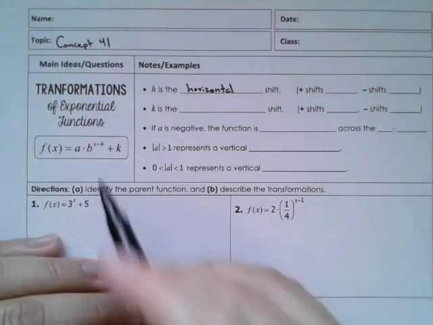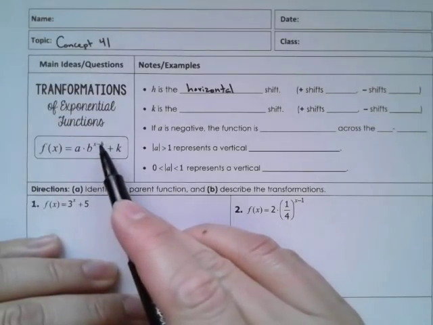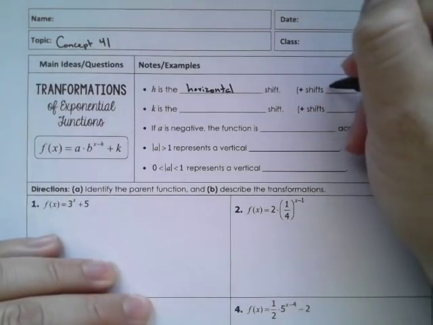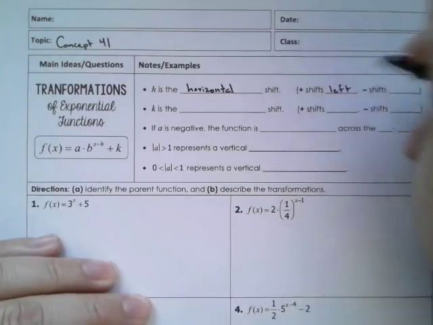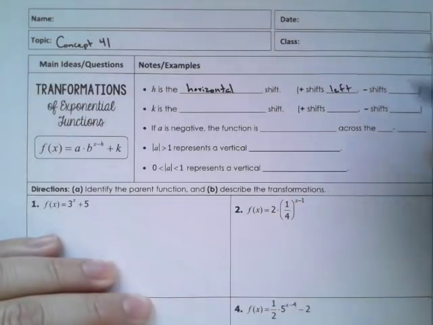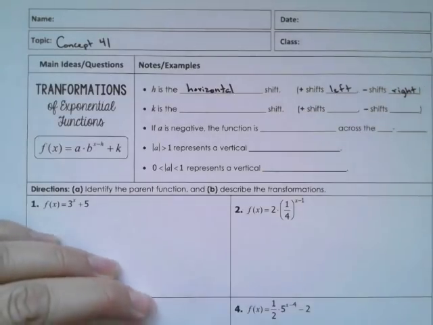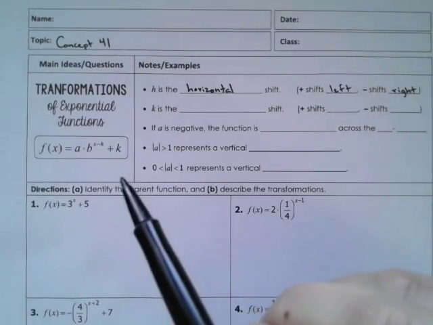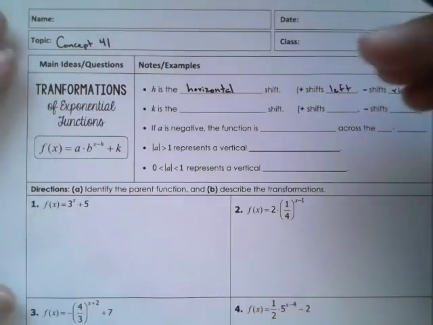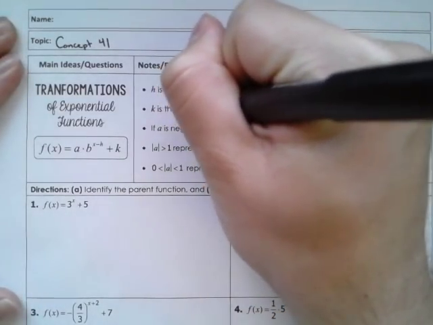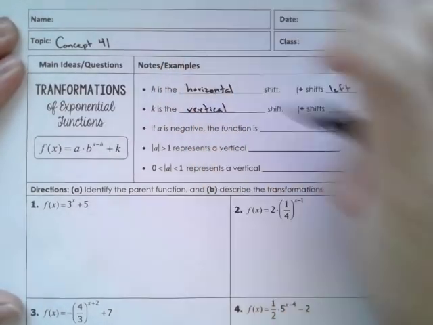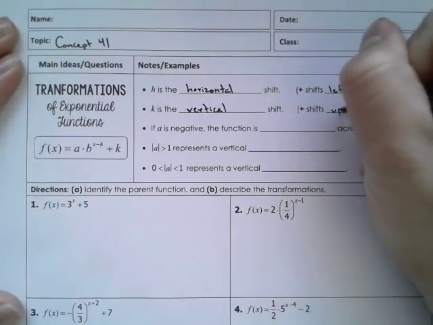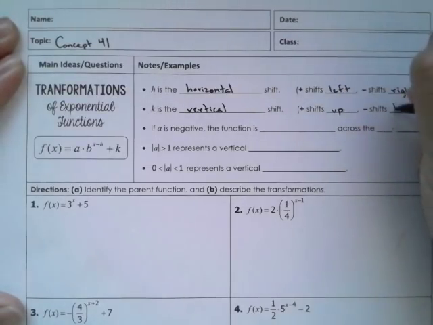If it's positive, then that means you plugged in a negative, which means you shift left. If it's negative, that means you plugged in a positive, which means you shift right. If you guys recall, it was like considering the opposite sign. K is the vertical shift, and then this one, if it's positive, it shifts up, and then if it's negative, it shifts down.